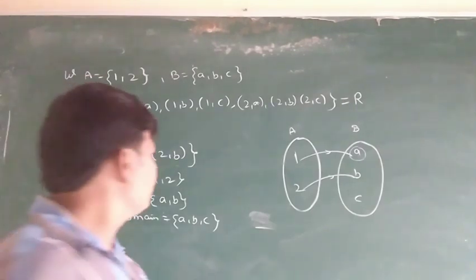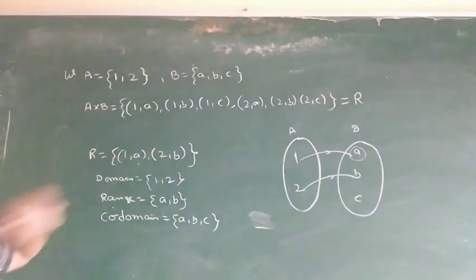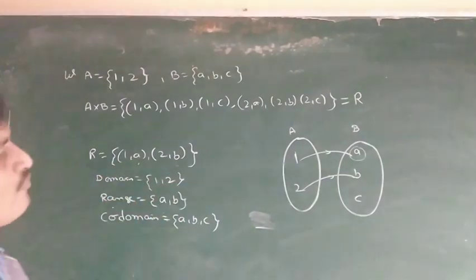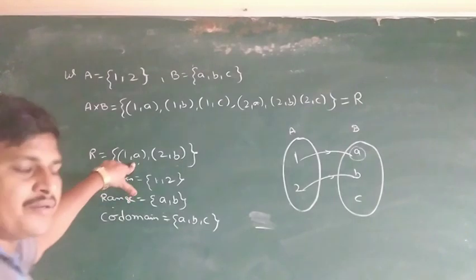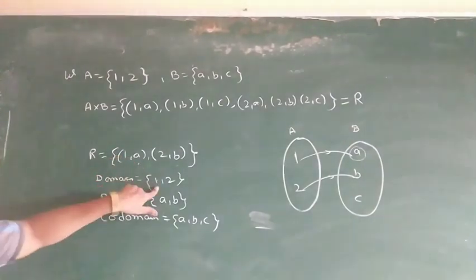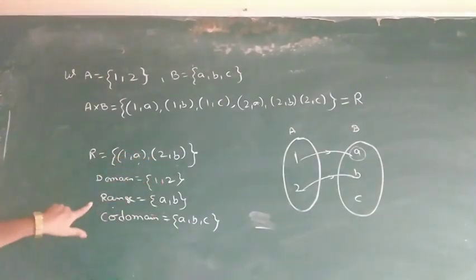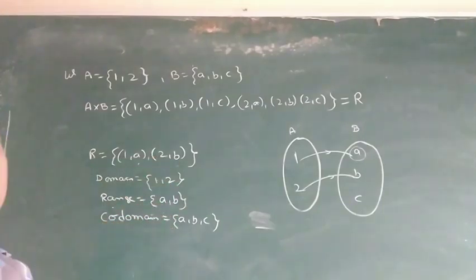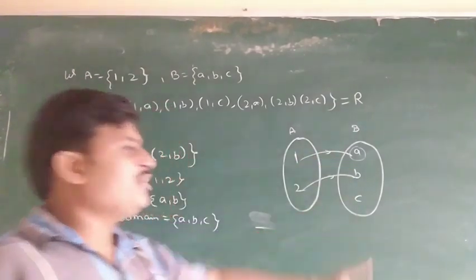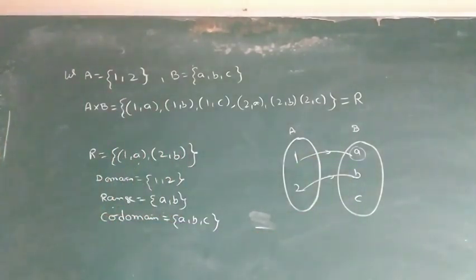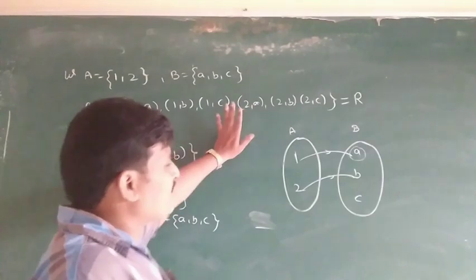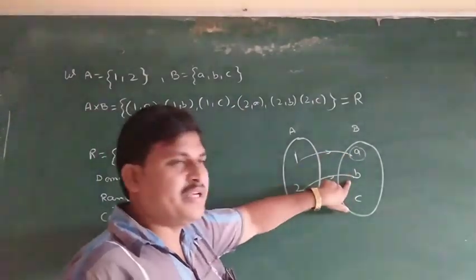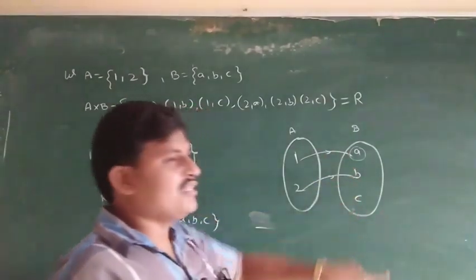This is once again the relation from the figure. How many relations are there? Two relations, 1A, 2B. This is relation. Domain, first elements in the ordered pair. Range, second element in the ordered pair. Codomain, the total elements in the set B. So from the figure, only observe the figure. What is the domain? 1, 2 domain. Range A, B. Codomain A, B, C.